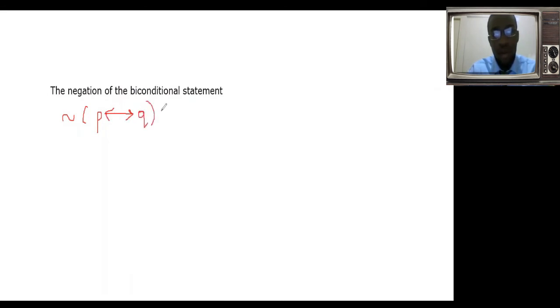Now I am telling you that this is logically equivalent to the negation of P implies Q both ways, and it's also logically equivalent to P implies not Q. So that's how we find the negation of the biconditional statement. Plenty of times you'll get a test and they'll ask you to prove that the negation of the biconditional statement is also logically equivalent to these two statements.